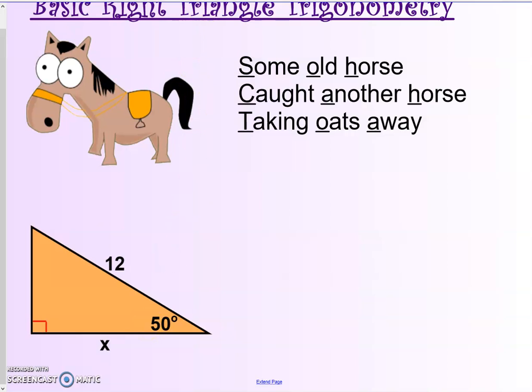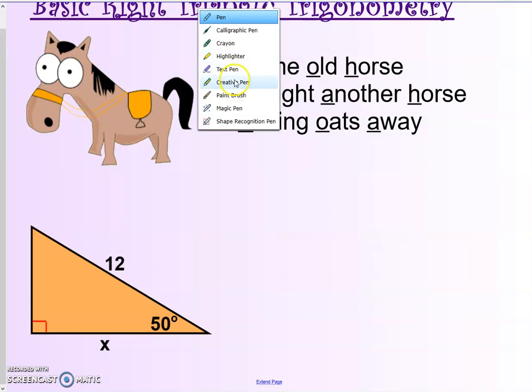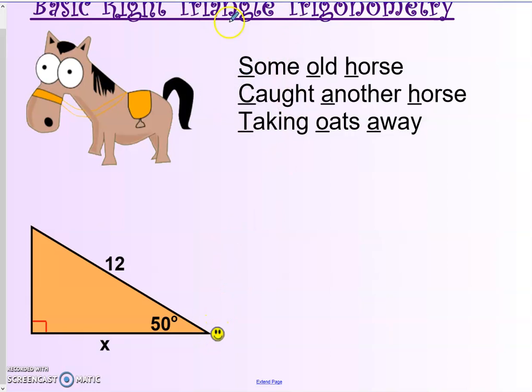Trigonometry all depends upon where you're standing, because where you're standing determines which side is the opposite and which side is the adjacent. So if we stand right here where this 50-degree angle is, I can see that 12 is the hypotenuse, and I can see x is the adjacent side. So adjacent and hypotenuse, that's a cosine function. So I know the cosine of 50 degrees, remember, cosine is a function. It has to attach itself to some angle. So the cosine of 50 degrees is the adjacent over the hypotenuse.